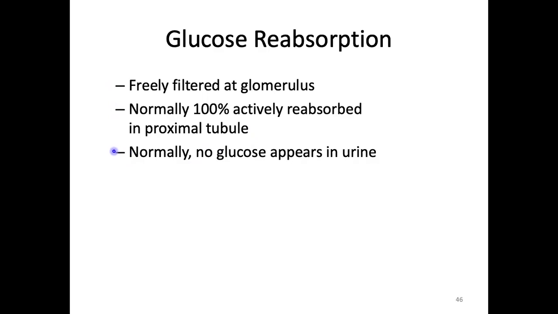That means that I had high glucose in the bloodstream and all of it was filtered out, and the carrier proteins got saturated, and so I couldn't reabsorb all of that in the proximal convoluted tubule. And so I left some glucose in the urine, right?